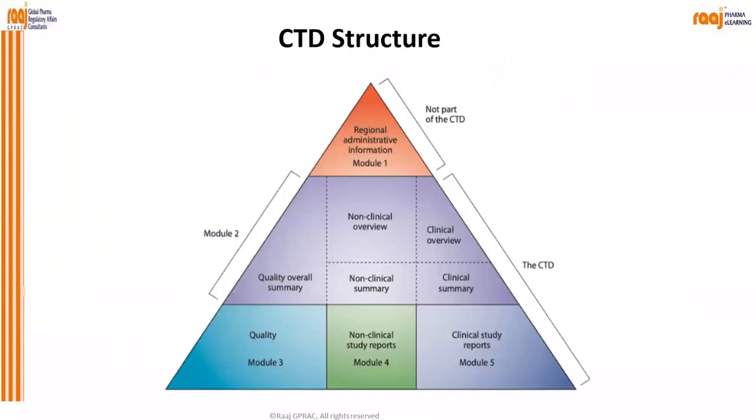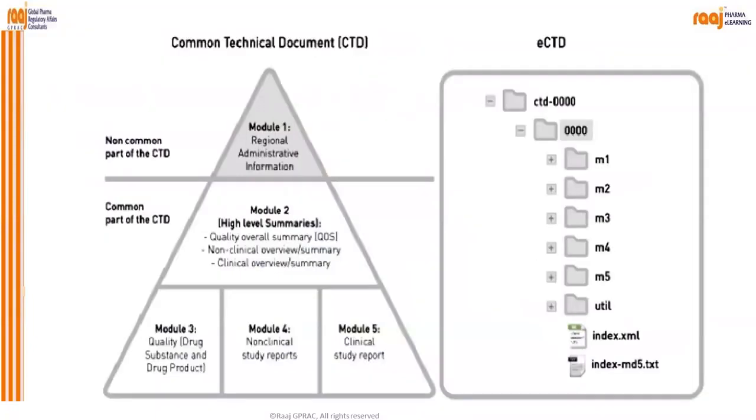Okay. So this is the popular triangle. If you search CTD, you will get this type of triangle. Just try to understand this triangle is very important. It is divided into 5 modules. Correct? So what are the 5 modules? Module 1, Module 2, Module 3, 4, and 5.